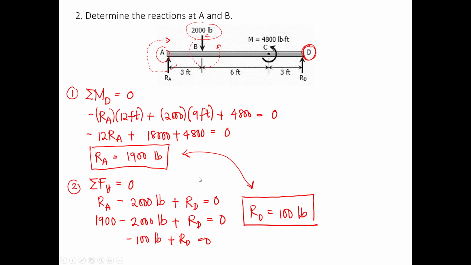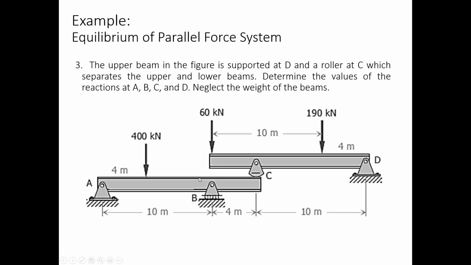So we go to the last example. So let's say nagpatong-patong na ang mga beams ninyo. Okay, so you have a beam. So this one is hinge. This one is roller. This one is roller. This one is hinge. So how can you detect if this one is a hinge and the other one is a roller?